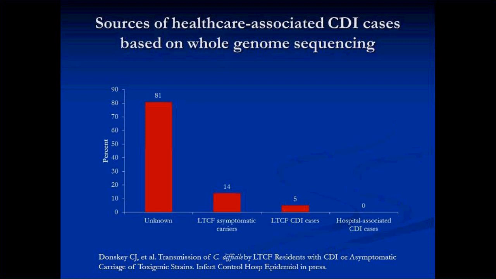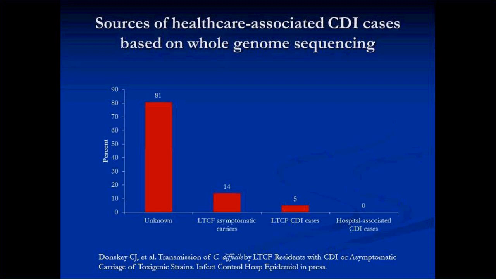residents. And if you can appreciate the middle of the slide, we found that we could attribute some of our cases, so our new CDI cases were linked to long-term care facility residents who were either asymptomatic carriers or CDI cases. About 20% of all C. diff cases were linked to long-term care facility residents. There were zero cases of healthcare-associated C. diff, hospital-associated C. diff, that were linked to other hospital-associated C. diff cases. So in essence, we are at zero.